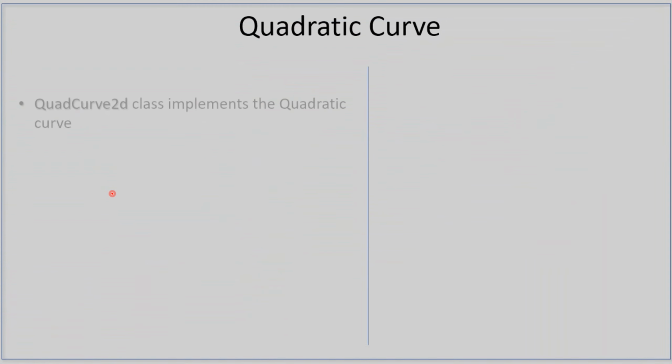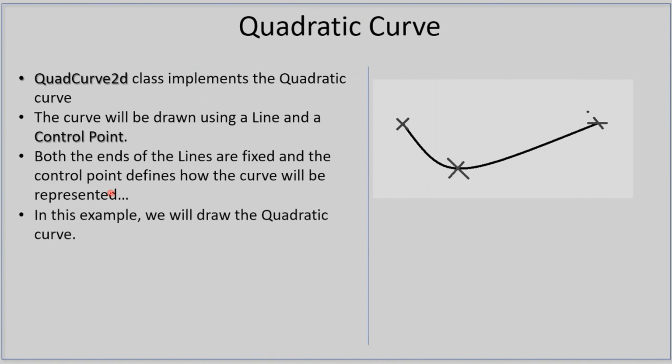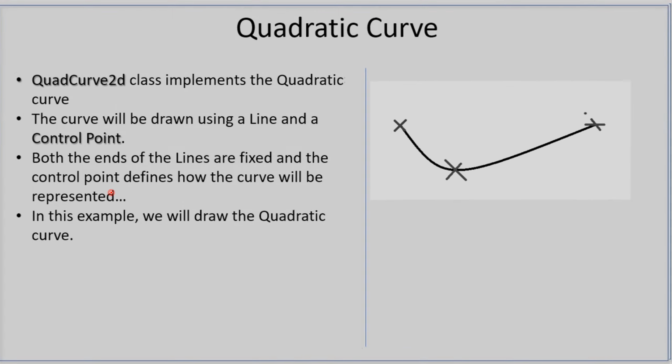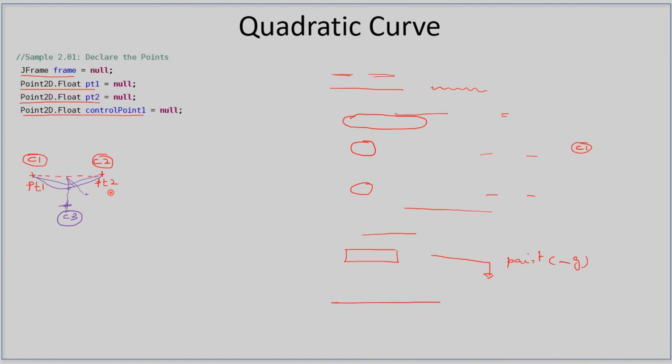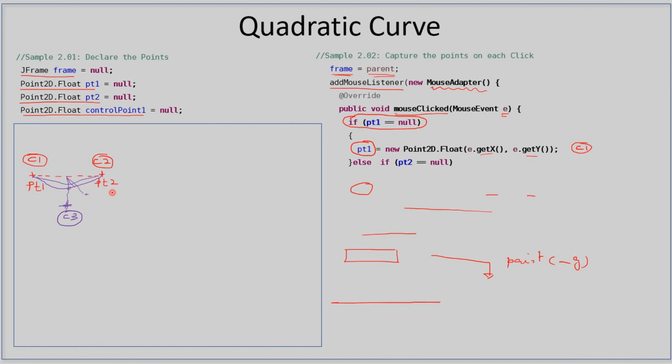So in the first part we learned about the basics of quadratic curve. Then in the previous video we drew the points required for the line, and then we decided the control point location, and on each point we drew a crosshair. So all these points are decided during the mouse click event.